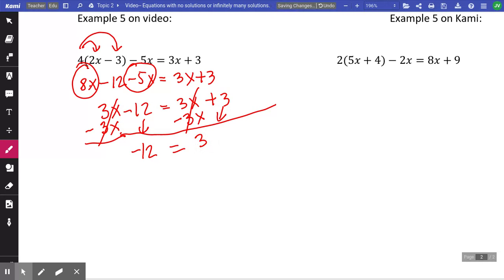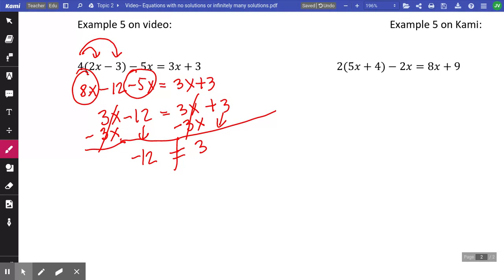But -12 does not equal 3. That statement is not true. So they don't equal each other. So that equation has no solution, no solution. You cannot find a number that you can substitute for x and make those two sides equal.